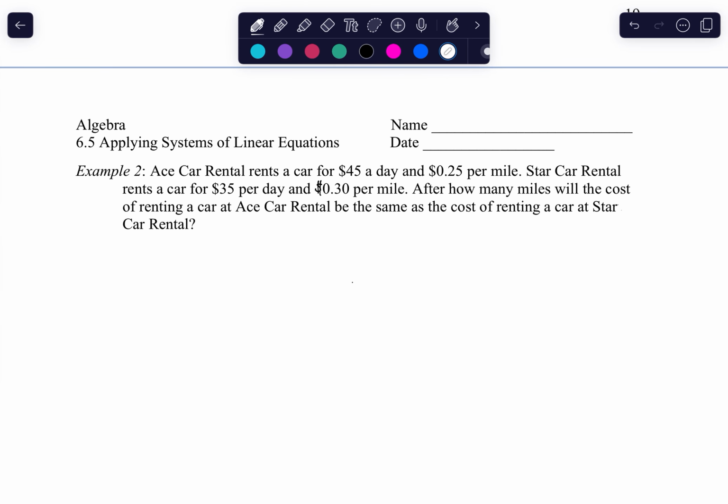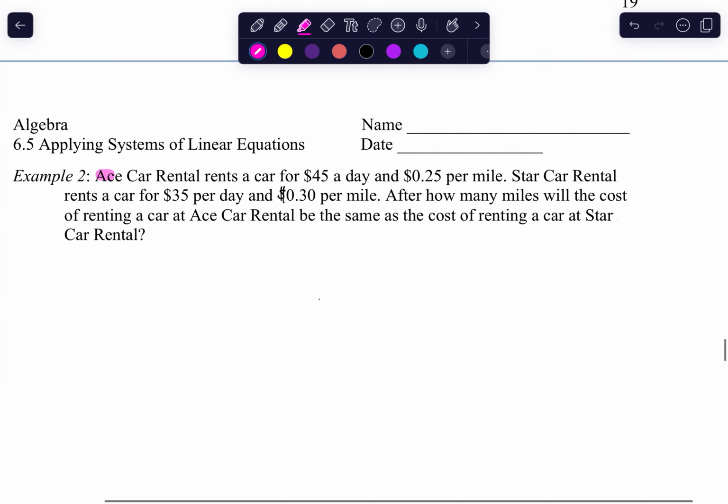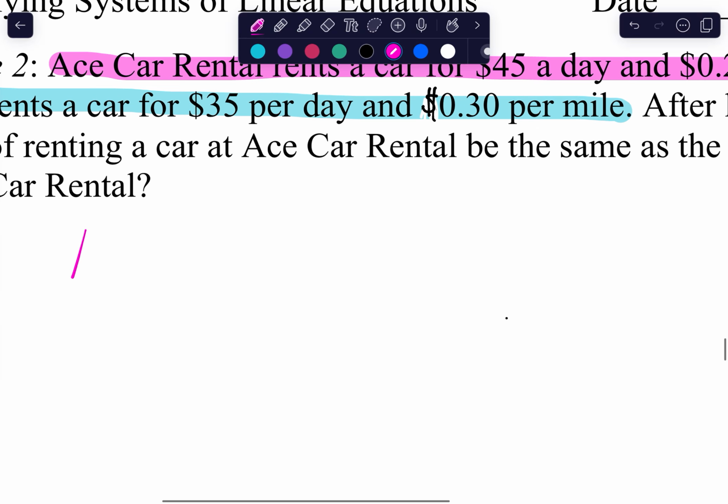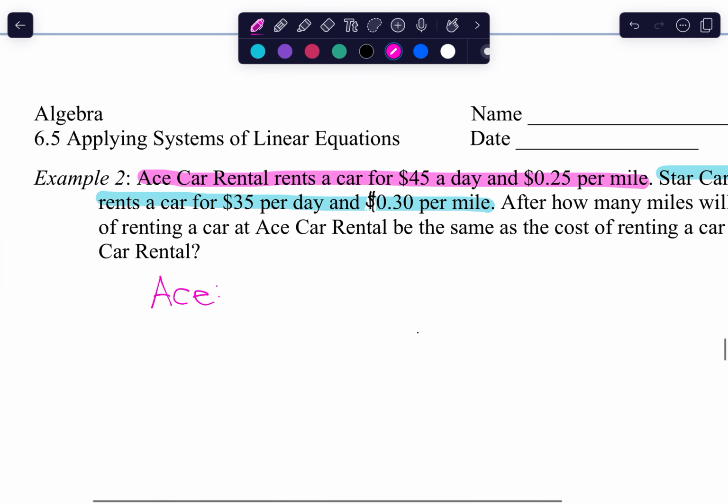So the first thing we're looking at is we have two different car rental places. We have Ace, and that's its sentence. And then we have Star, and there's its value. So we're going to write Ace's first. Okay. So Ace. It says $45 a day and 25 cents per mile. They did not tell me what the total cost was.